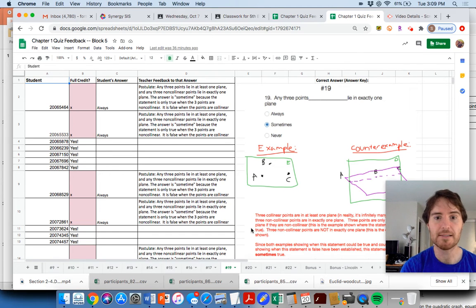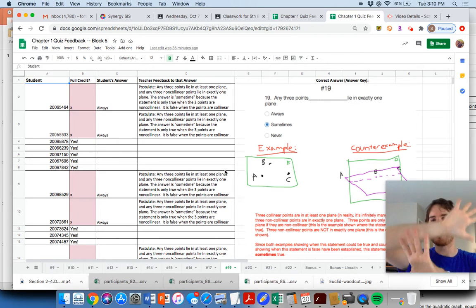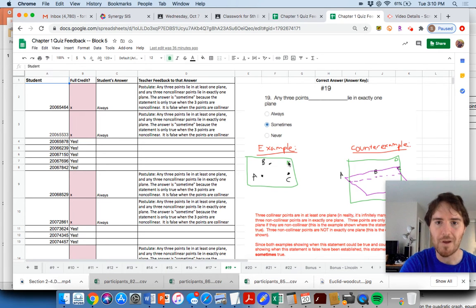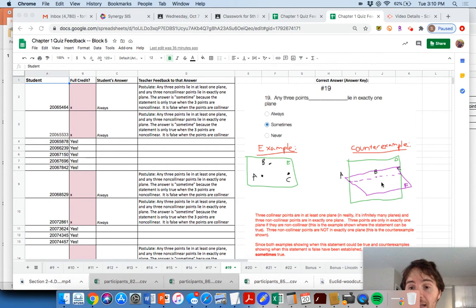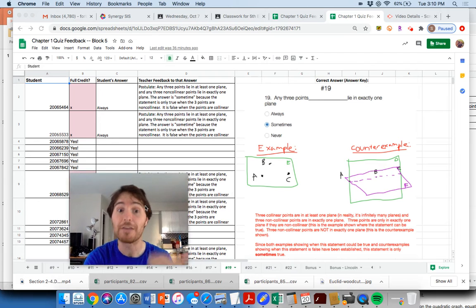Okie dokie, number 19, let's do this. Any 3 points, blank, lie in exactly one plane. Sometimes, yeah, sometimes. So we have an example and a counterexample here. Say this is the plane. The computer screen would be representative of a surface, so it's part of a plane. Any 3 points you put on a computer screen are going to be in that one plane at least. And these are non-collinear points. So any 3 non-collinear points lie in exactly one plane, but any 3 collinear points lie in at least one plane, or in reality, infinitely many planes.